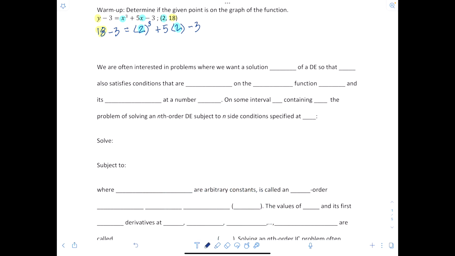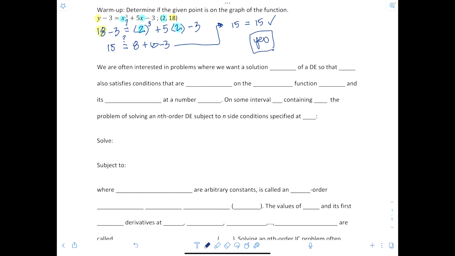Cool? All right, so we want to know, is this equal? If so, then the point (2, 18) is indeed a point on the graph of this cubic equation, this polynomial. So 18 minus 3 is 15. Is 15 equal to 8 plus 10 minus 3? Well, it looks like it. 15 is indeed equal to 15. Check. So the answer is yes.